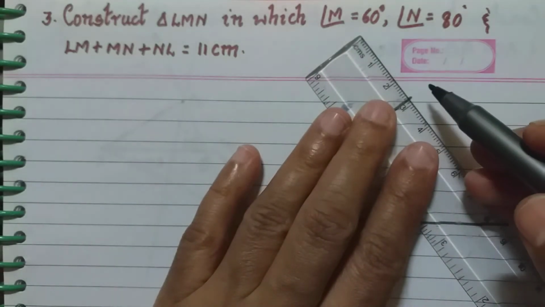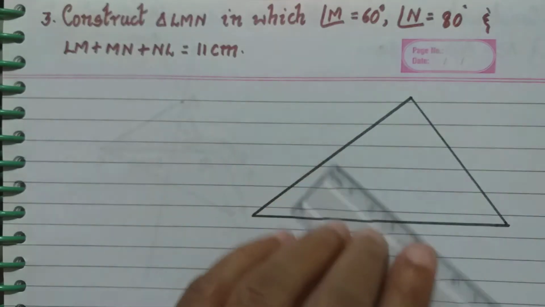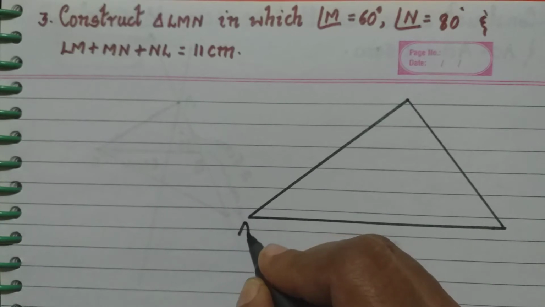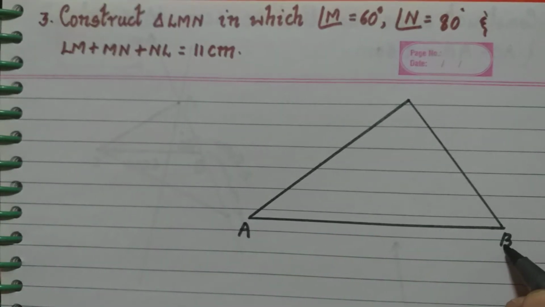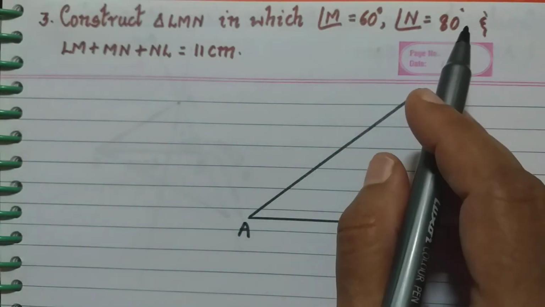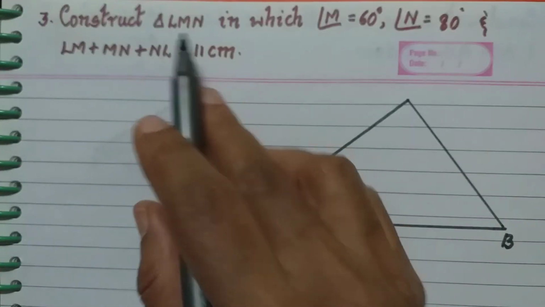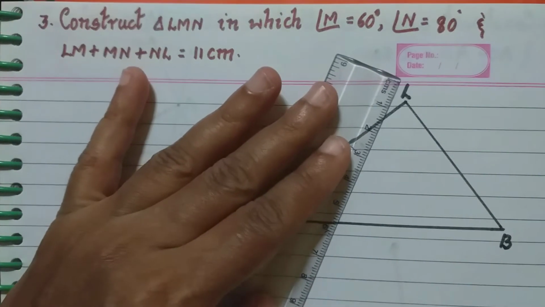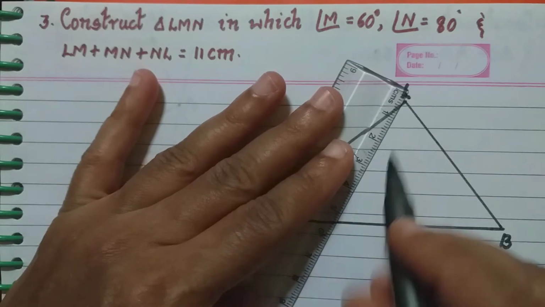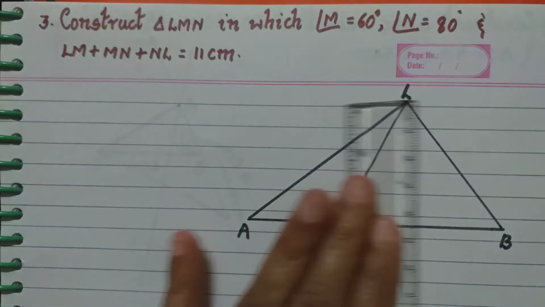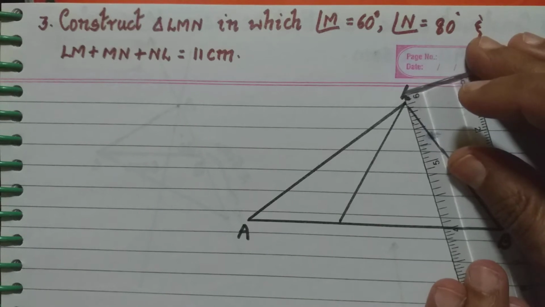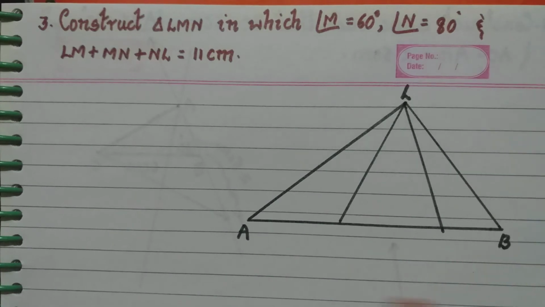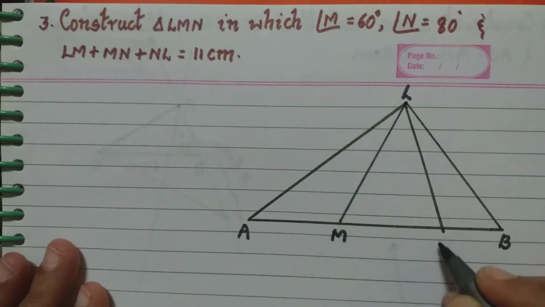Since the triangle is named LMN, we can take any two other vertices other than L, M and N. Again, let me take A and B. What will be the third vertex other than M and N? Which is the third vertex? L. So this should be L. Now we know that the other two vertices are formed on the base, that is on AB. So we complete the rough figure of the triangle and mark the other two vertices as M and N.